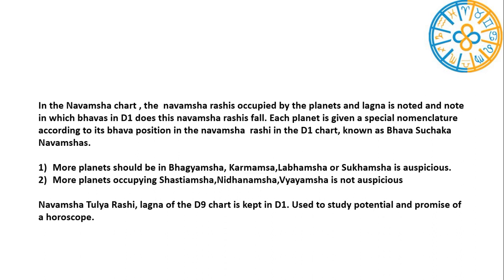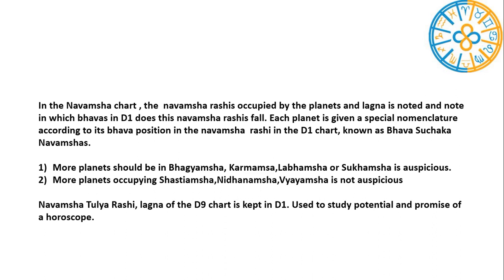Now this Rashi Tulya Navamsha has got some very special nomenclatures also. You won't find these nomenclatures anywhere; it's actually mentioned in Dhruva Nadis. For example, in Rashi Tulya Navamsha chart, if a planet has gone into Lagna, we say it's Lagnamsha. Similarly, the second house is Vittamsha. Whenever a planet goes there, we say that it has gone to Vittamsha. Third house is Vikramamsha. Fourth house is Sukhamsha. Fifth house is Putramsha.